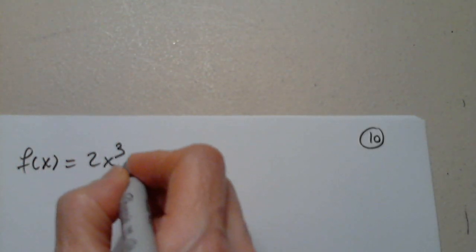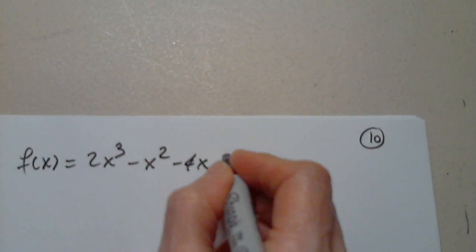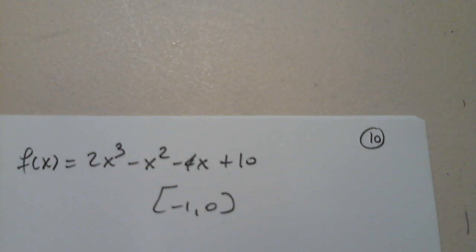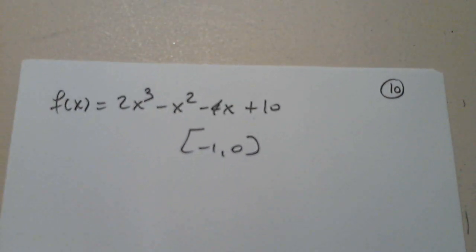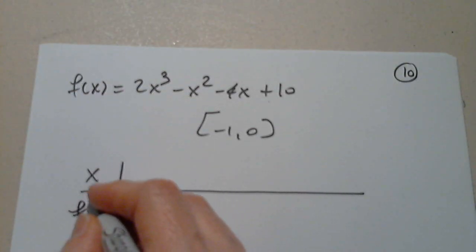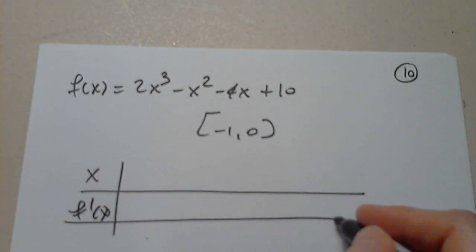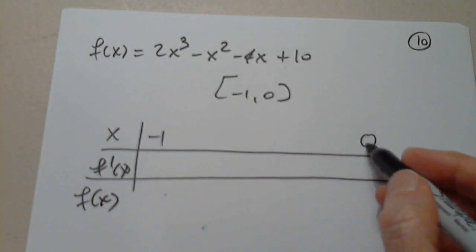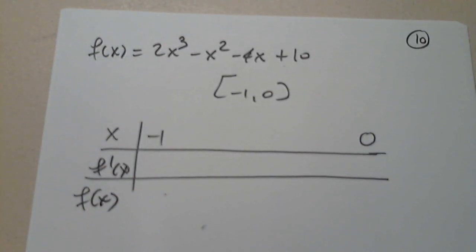The function is f of x equals 2x to the third minus x squared minus 4x plus 10, and the interval is -1 to 0. So we have to create a table, but only with f prime and f of x, nothing else, and only between -1 and 0. You cannot extend anywhere. This is what is given to us.